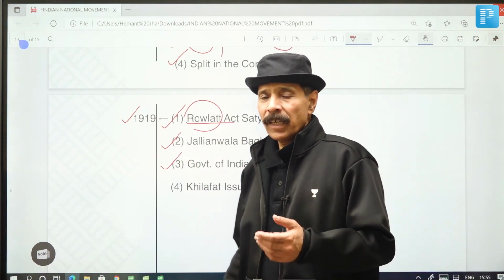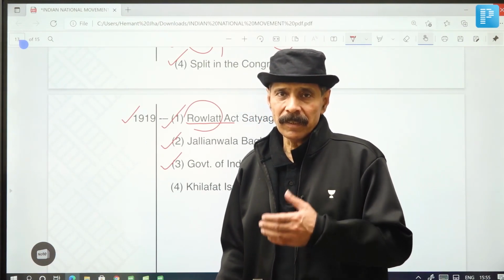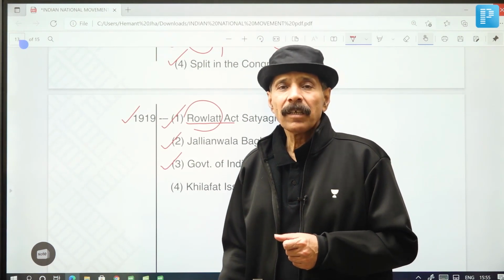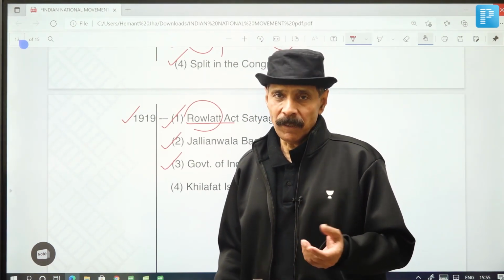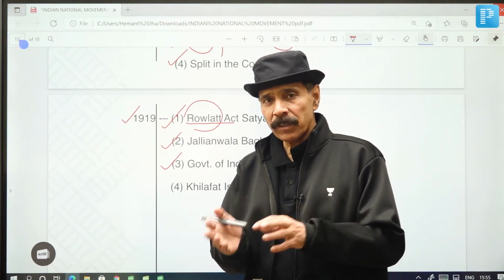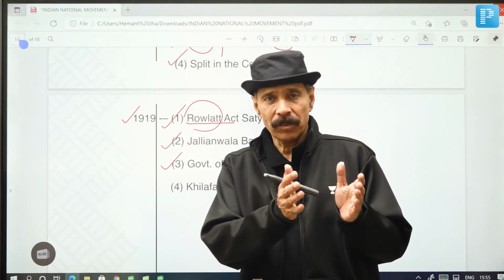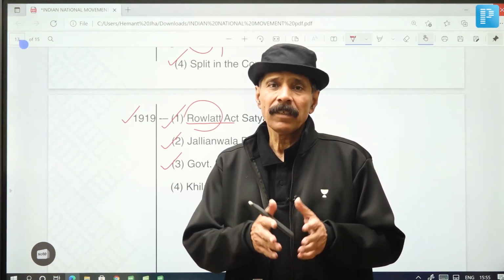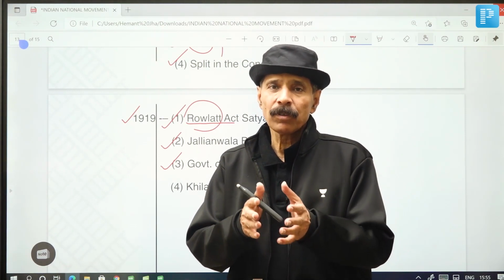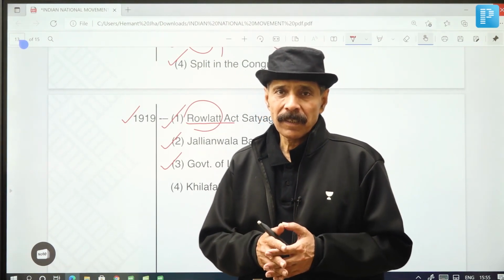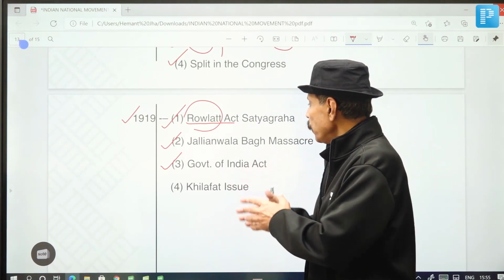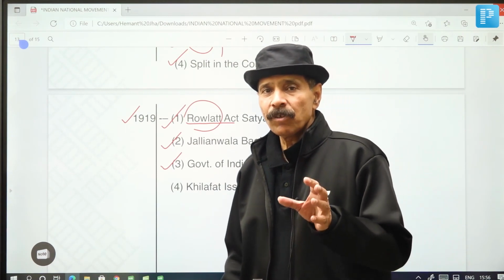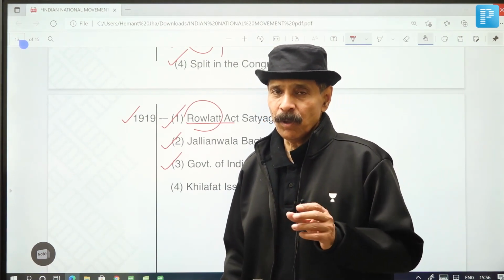Background of the Government of India Act 1919 is Montagu-Chelmsford Report 1918 and Montagu's Declaration 1917. Or in reverse, first Montagu's Declaration 1917, then Montagu-Chelmsford Report 1918, and then Government of India Act 1919. And the features of Government of India Act 1919 are also important for you.